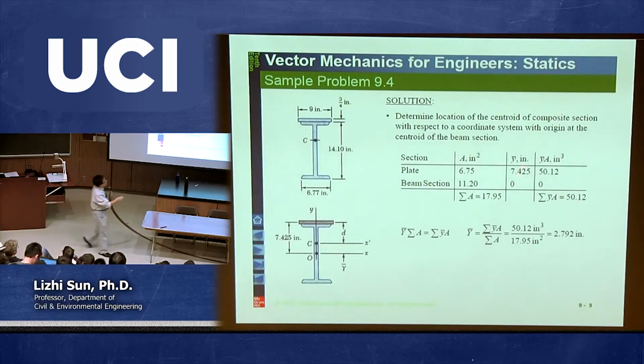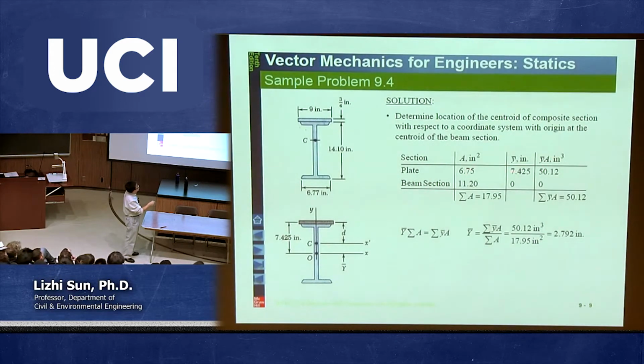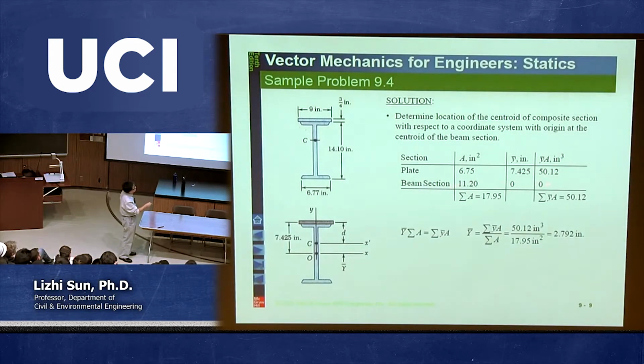Okay, so once we got y bar for each component, then we are going to have y bar times a. So this one times this equals this one. So second row, 0 times anything equals 0. And then you can add all the a's together. Summation of a equals this, and summation of y bar times a equals this.